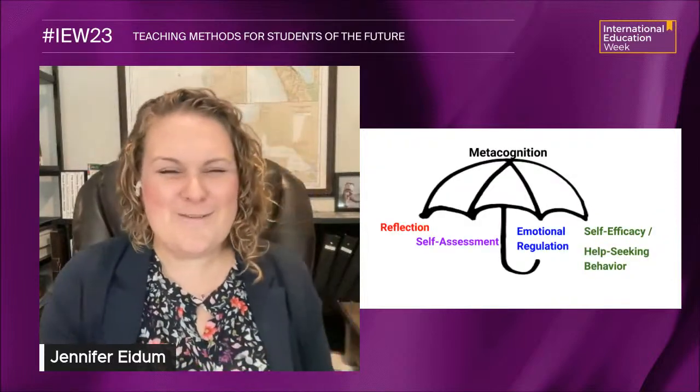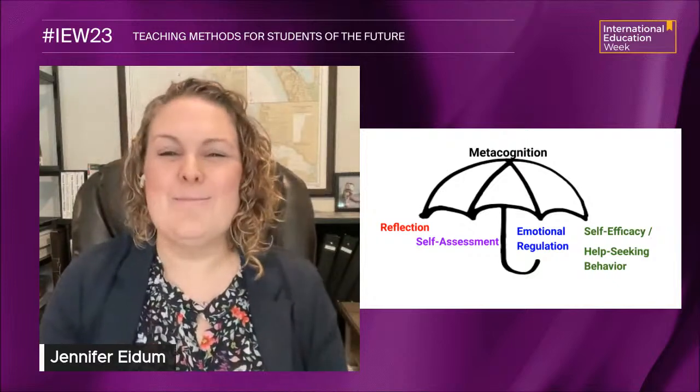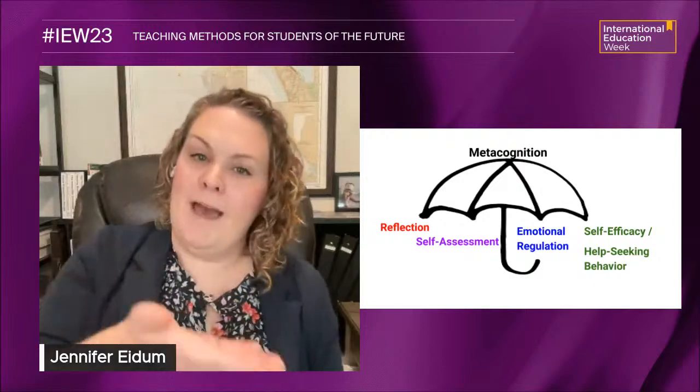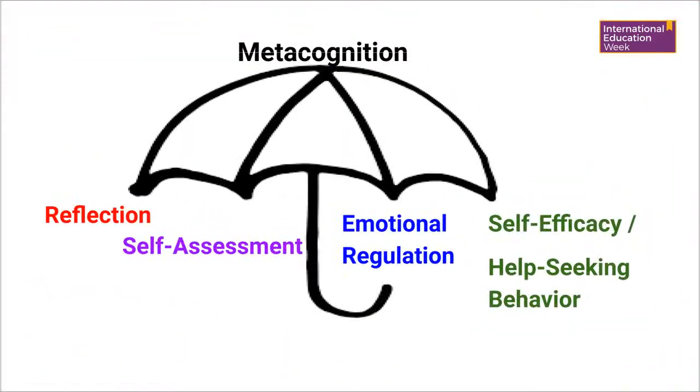Metacognition is one of my favorite concepts because it is an umbrella concept. So the word metacognition means, meta is about something, cognition is thinking. So metacognition is thinking about thinking. And as I said, it's an umbrella term for lots of learning concepts related to growth and development of learning over time. So the first part is reflection, which I just talked about.